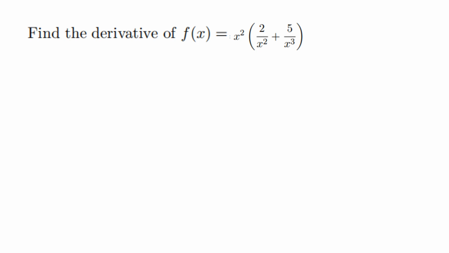Let us consider this problem. Find the derivative of f(x) equal to x squared times (2 by x squared plus 5 by x cubed). How are we doing this problem? Easily. First I am writing the given function. f(x) equal to x squared times (2 by x squared plus 5 by x cubed).